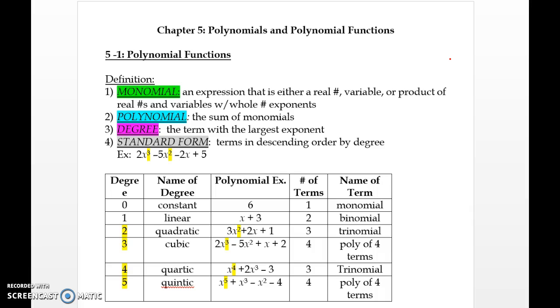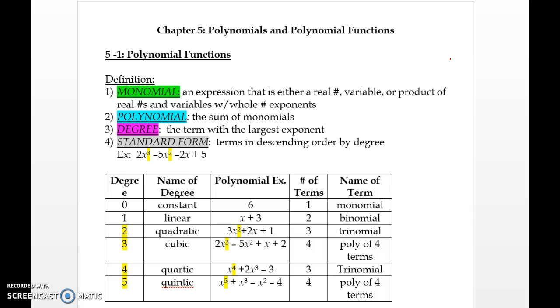So 3x squared is a monomial because there's no plus or minus. But 3x squared plus 2 is a polynomial because now there's more than one term. Your degree is the highest exponent you have out of all of your terms or all of the polynomials. And standard form is highest exponent all the way down to constant. So you always want to make sure that your polynomial is in standard form before you do anything.